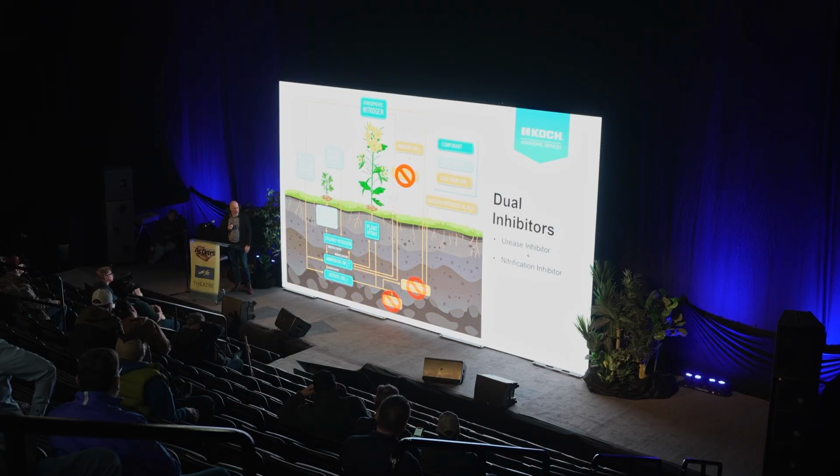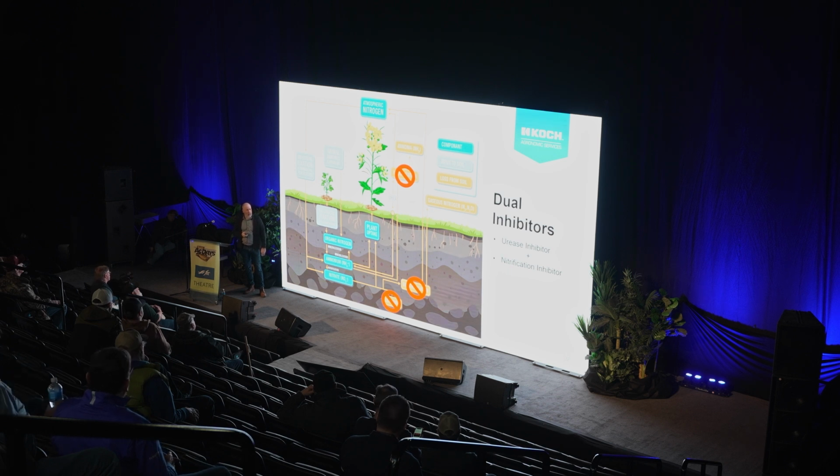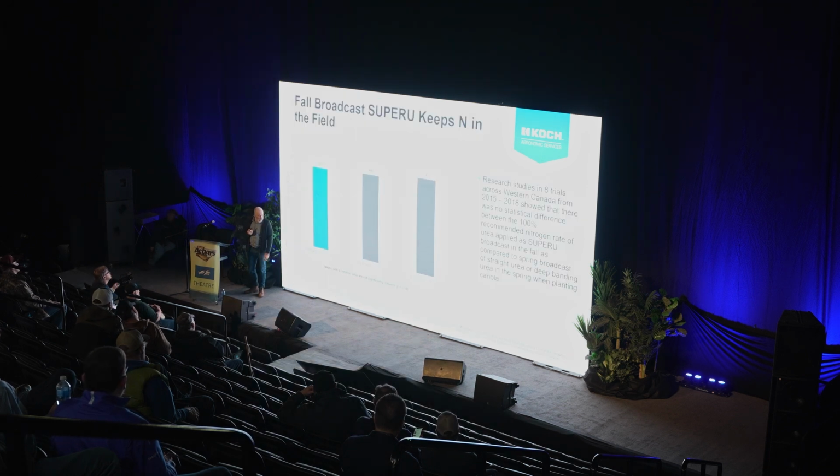All right, so if we move now into the last piece, the dual inhibitors. Dual inhibitors, as I mentioned, focus on reducing ammonia volatilization. They also help with reducing the leaching and denitrification piece as well. So when we think about using dual inhibitors, we want to use them when nitrogen is going to be applied in a situation where it is at risk for volatilization, but also at risk for denitrification and leaching. One of the prime examples of that is fall broadcast applications.